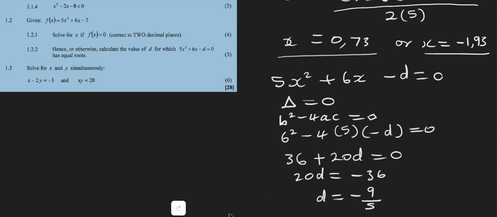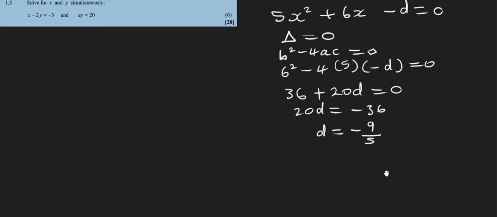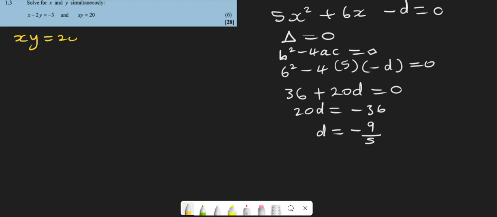Then from here, we just go straight to 1.3. Then on 1.3, we are required to solve for x and y simultaneously, given the two equations. So let's write this equation xy equals to 20 as our first equation. And let us write x minus 2y equals to negative 3 as our second equation.